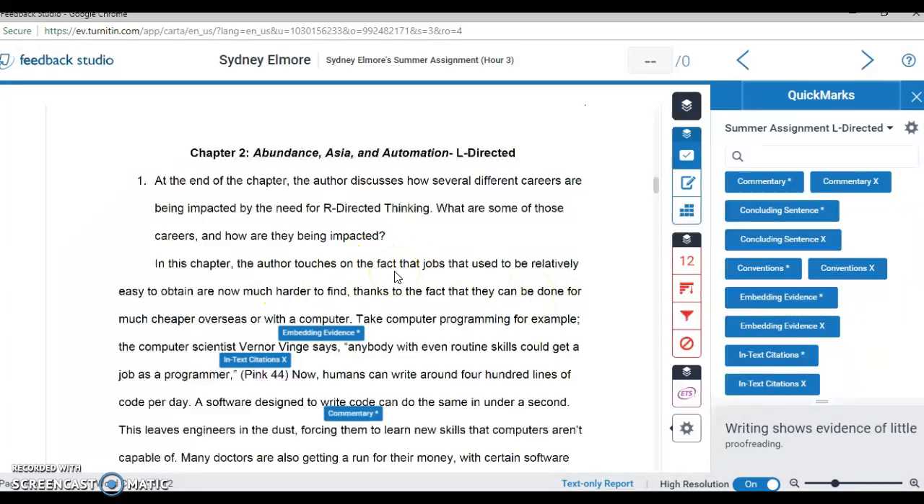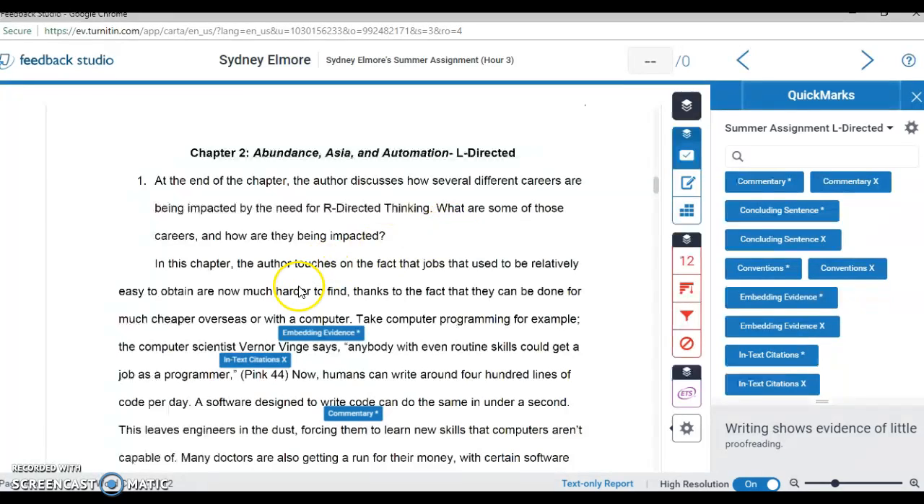The issue I had is that sometimes, especially in this paragraph, they sort of reference the question but don't really answer it. So for example, the question is actually, what are the careers that are being impacted and how is that happening? And so you just say the author touches on the fact that jobs that used to be easy are now harder to find.